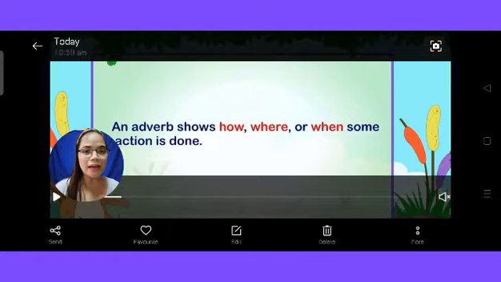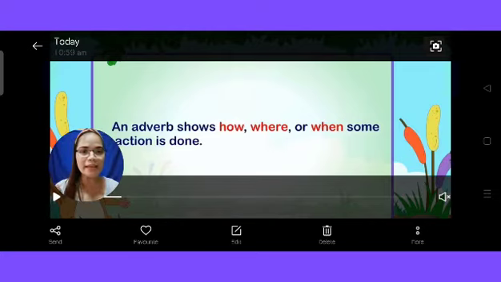Meaning, an adverb can answer the question how. For example, how do you drink? I drink slowly. Okay? So, tinatanong, how do you drink? Or in other terms, paano ka uminom? And when you say, I drink slowly, the word slowly answers the question how. Meaning, the word slowly is an example of an adverb.